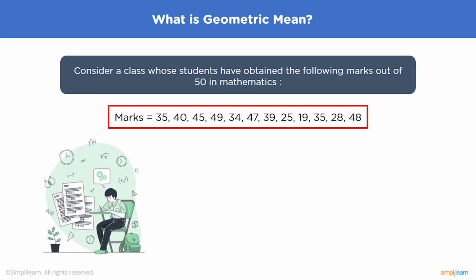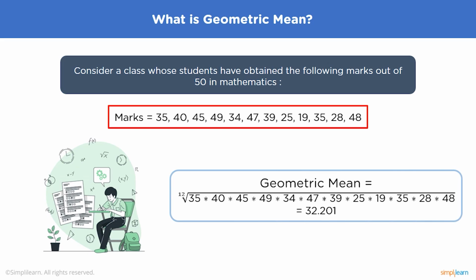The geometric mean is nothing but the product of all the terms in our data to the nth root of the product. So to find the geometric mean, we multiply all the terms in our data and then take the 12th root of them. The final answer is nothing but 32.201.